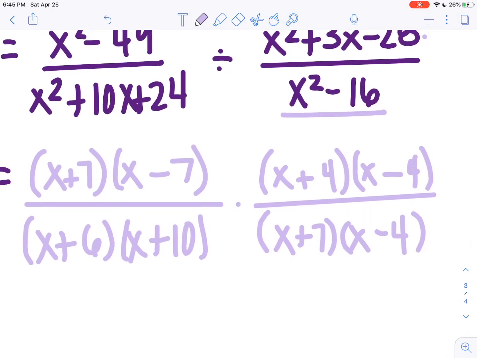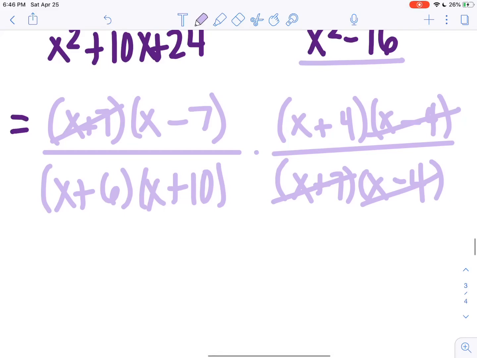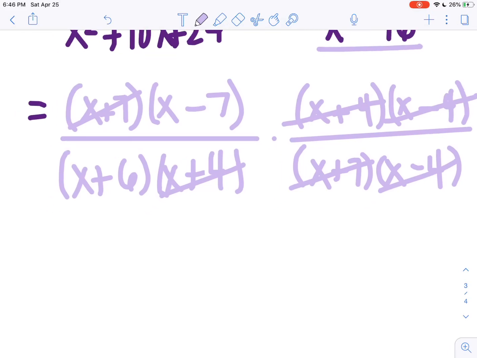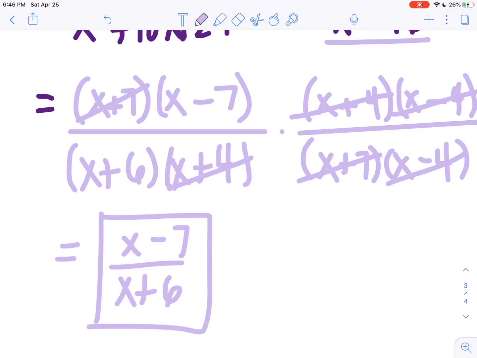So now let's start looking for things that match. I have an x minus 4 that matches with the numerator. I have x plus 7, and then I don't see anything else. Oh, I wrote this wrong, that's why. This should be x plus 4. So now the x plus 4s are going to cancel, and then I have x minus 7 over x plus 6, and we are done.